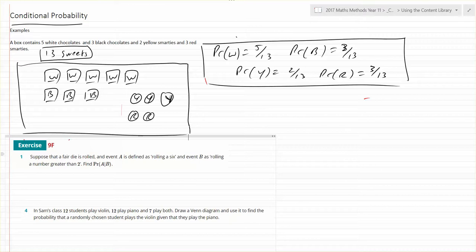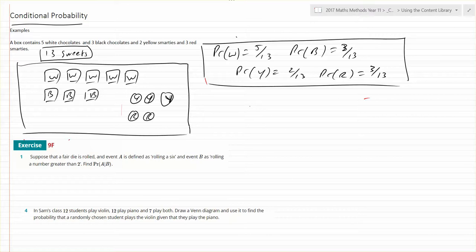For example, if we have a box of 13 sweets, we have 5 white chocolates, 2 black chocolates, 3 yellow M&Ms, and 3 red M&Ms. So there are 13 sweets in total. Let's just say I randomly select the sweets. So the probability of getting a white chocolate is 5 out of 13. The probability of getting a black chocolate is 2 out of 13. The probability of getting a yellow M&M is 3 out of 13. The probability of getting a red M&M is 3 out of 13.